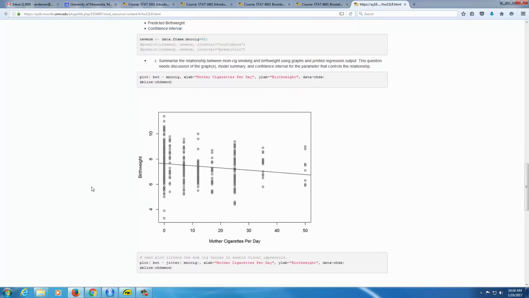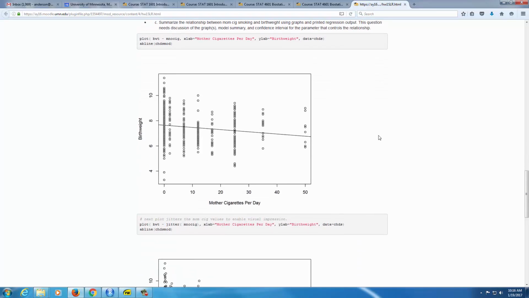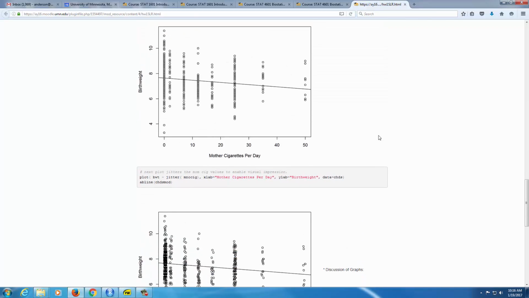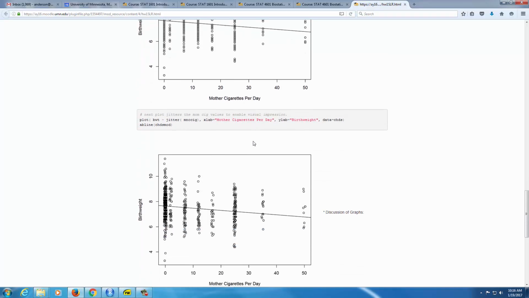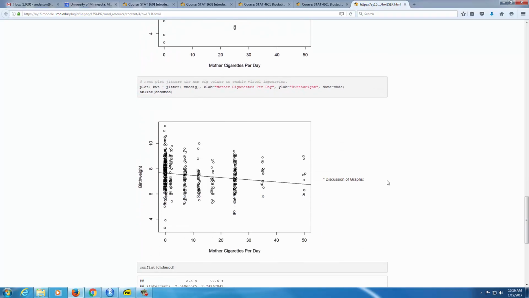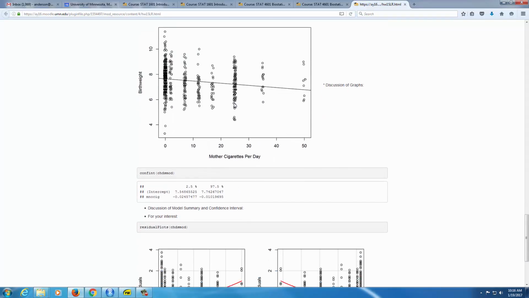In part C, it says summarize the relationship using graphs and printed output, and I've given you the graphs here, one where the points kind of lay on each other because of overlap in the number of cigarettes smoked by the mother. The second version here has some jittering so you can see the points better. You have stripes because of rounding values for the number of cigarettes the mother would choose.